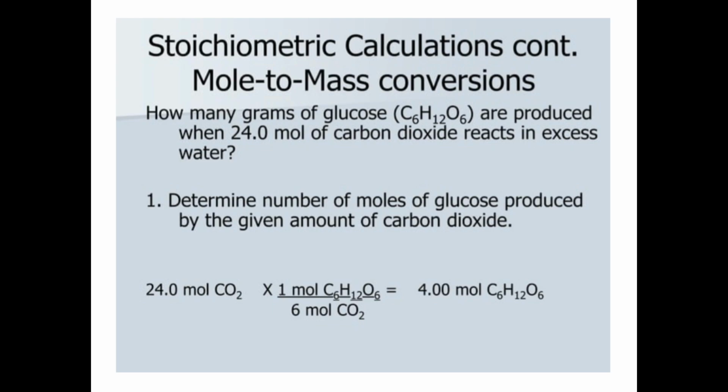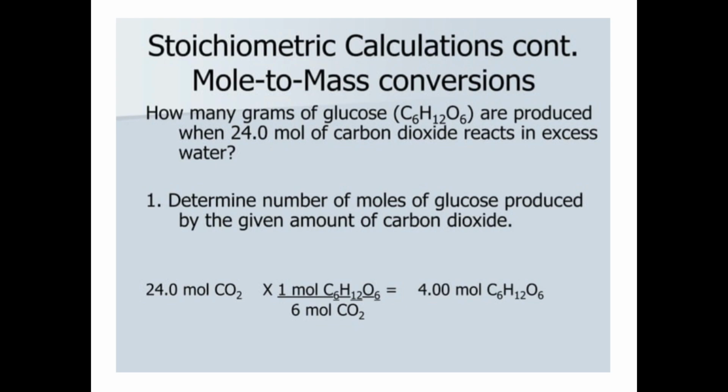So whatever moles we've gotten, we can multiply by molar mass. Let's take an example. The question says, how many grams of glucose are produced when 24.0 mole of carbon dioxide reacts in excess water? There are two ways to do this. If you write the equation out well, you are going to have 6 CO2 gas plus 6 H2O liquid will produce C6H12O6, which is glucose. That's the balanced equation.